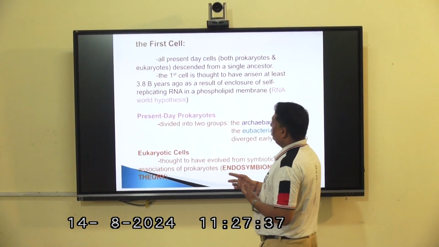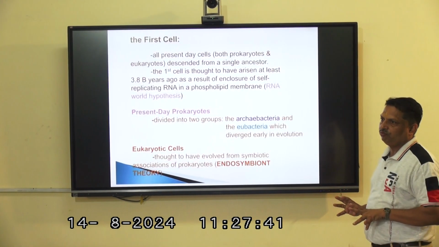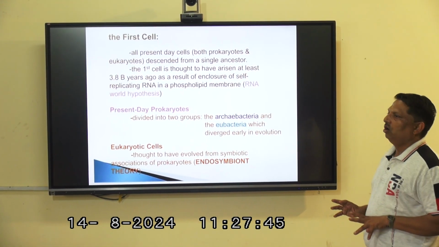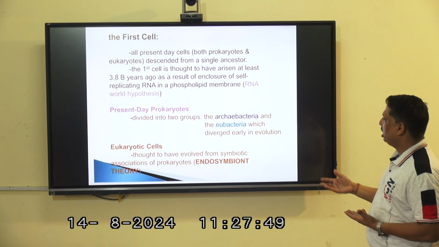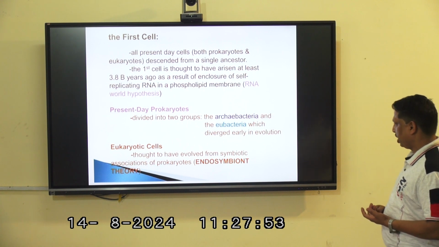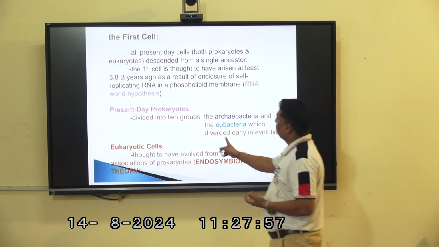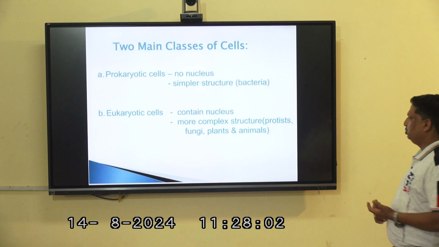Eukaryotic cells are a very complex and diverse form of cells which exist in nature, differently at the intracellular level and the intercellular level. They could have evolved from a symbiotic association of prokaryotes, and this is also called the endosymbiotic theory. And these are the two main classes of cells, prokaryotes and eukaryotic cells.